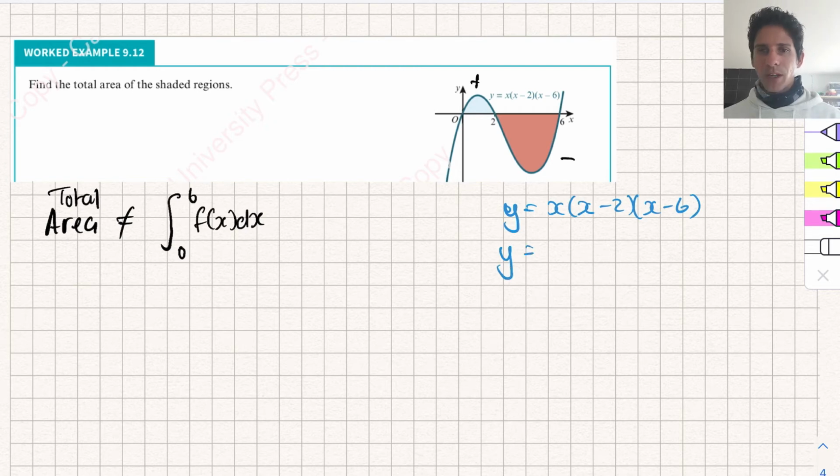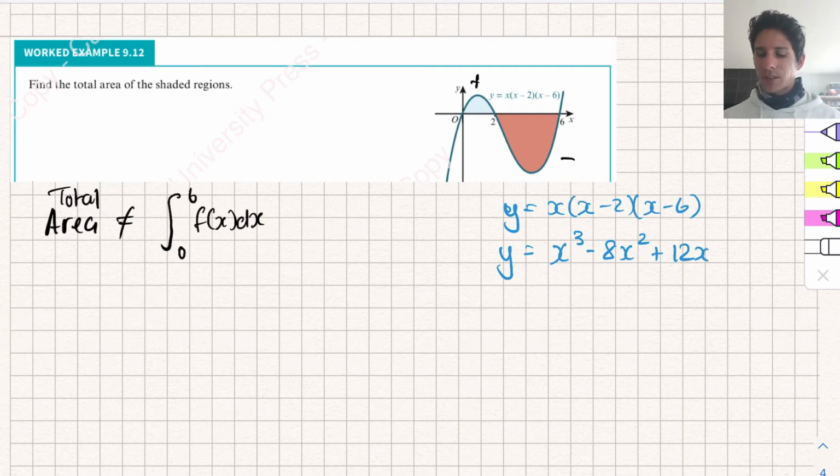I'm going to do the brackets first, and then I'm just going to multiply everything by that lonely x on the outside. So I'm going to get x squared from the first, which is just going to become x cubed, right? Minus 6x minus 2x gives me minus 8x, but that's going to be minus 8x squared. And then I have minus 2 times minus 6, which is positive 12.